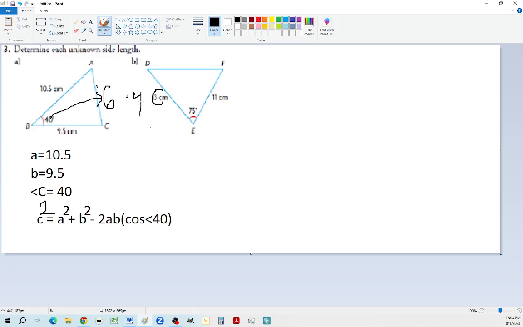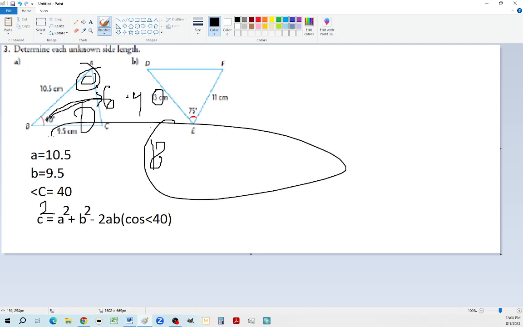Now that I have this side, I can use the sine law to figure out this other angle. So the sine of 40 divided by 6.9 is going to be equal to the sine of this angle C divided by 10.5, or the sine of angle A divided by 9.5. Use the simpler formula. Once I find the second angle, I'm just going to use 180 minus those 2 angles for the third one, because that's the simpler formula.